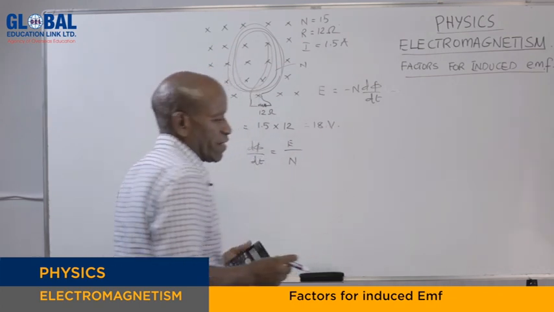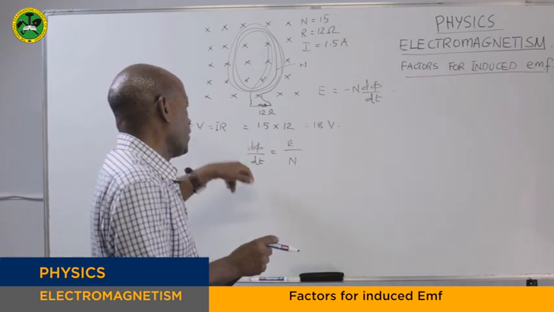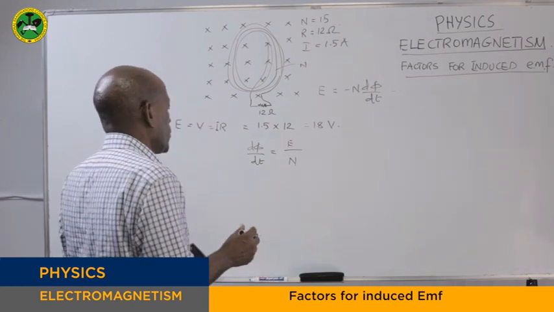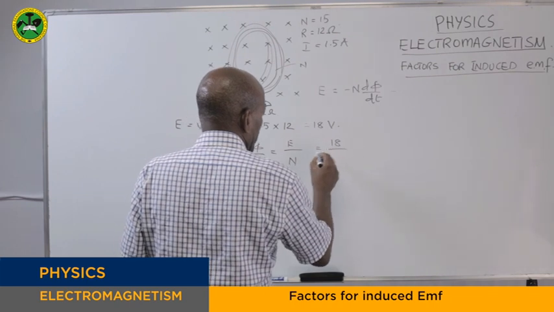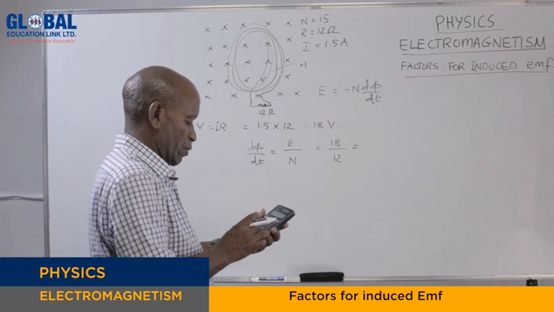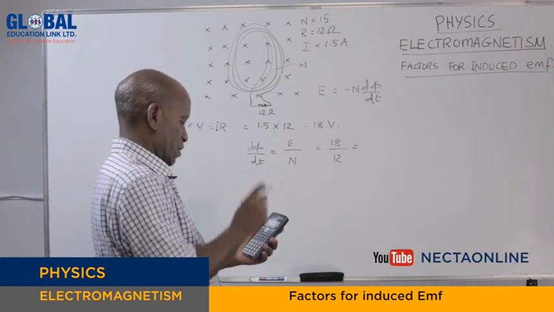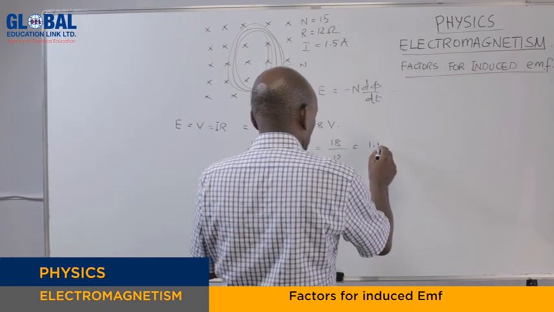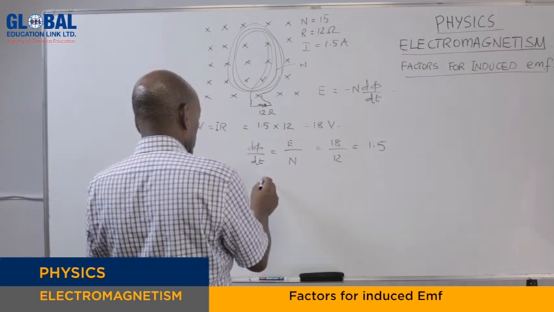The negative sign is not so important to us, because we just need to know the variation of the magnetic field that interacts with the coil. So the EMF there is 18 volts, and the number of turns is 12, so we can just calculate it and obtain the value equal to 1.5. So we are going to get the variation now.